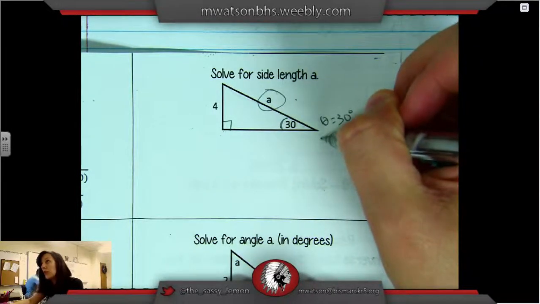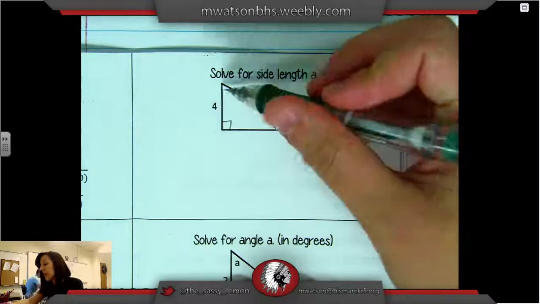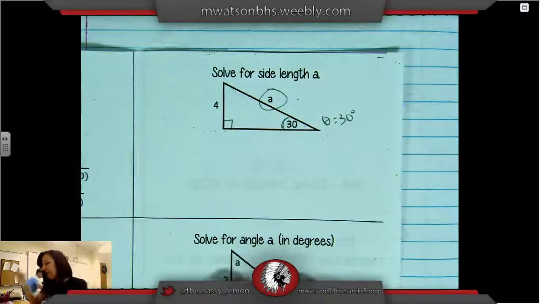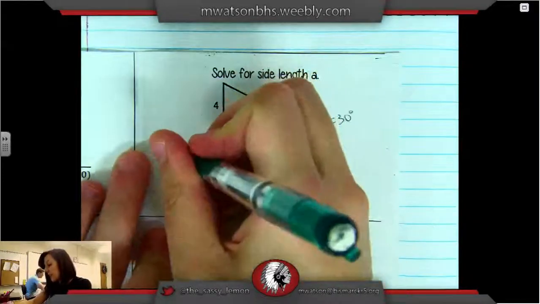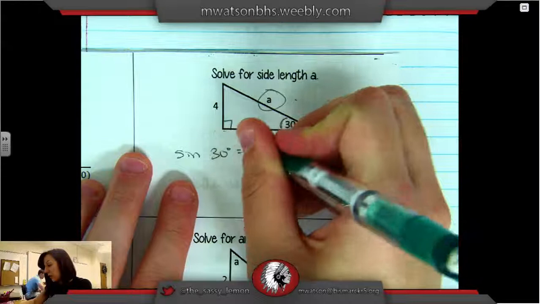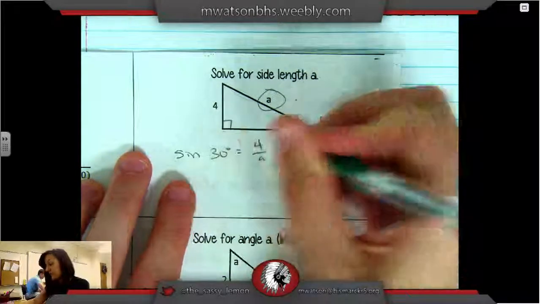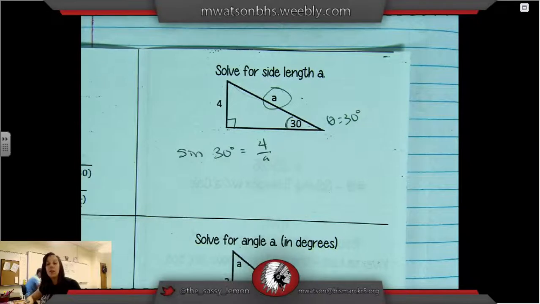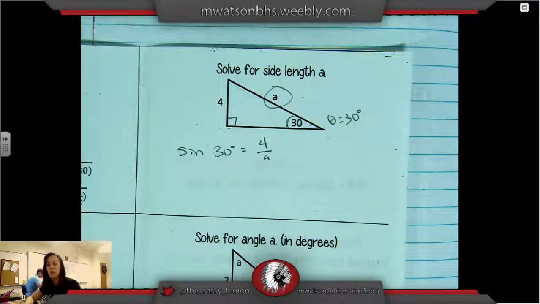What functions, trig functions, have opposite and hypotenuse? Hopefully you think sine. So what we're going to write is an equation. Sine of 30 degrees equals 4 over A. And now that we have an equation, we can solve that equation.